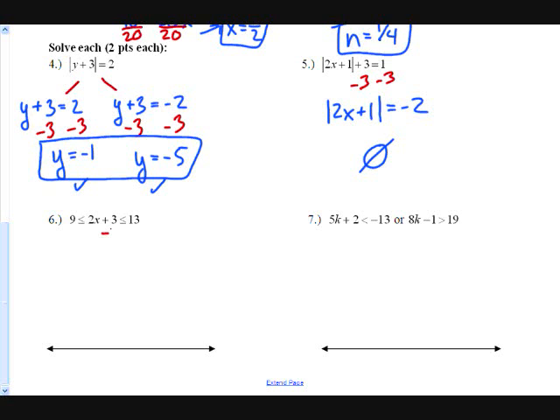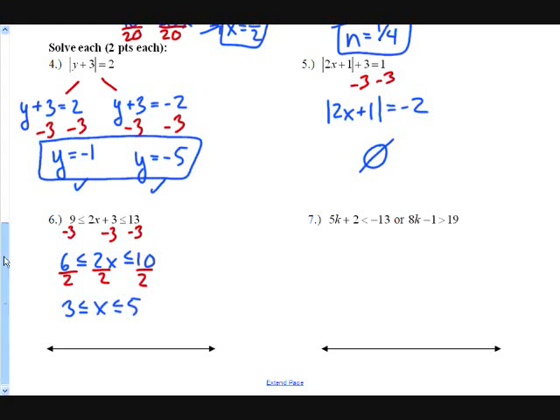First thing I'm going to do is subtract the 3. And I do that from all 3 sides. That gives me 6 is less than or equal to 2x, less than or equal to 10. And now I divide by 2. And again, I do it to all 3 sides. So I end up with 3 is less than or equal to x, less than or equal to 5.